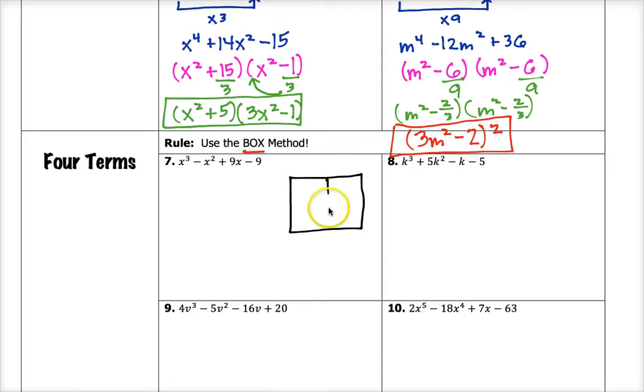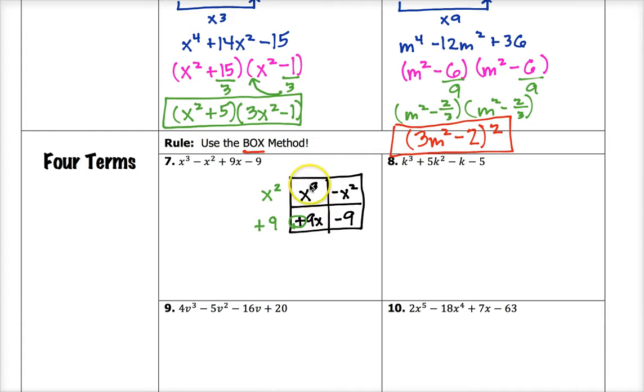So I'm going to put my first term in this upper left box, x cubed, my next term in the upper right, my third term below in the bottom left, and my constant term down in the bottom right. And I'm going to factor GCFs out of each row and each column. So my first row, my GCF would be x squared. My second row would be a plus 9. Remember to follow this sign here for this GCF.